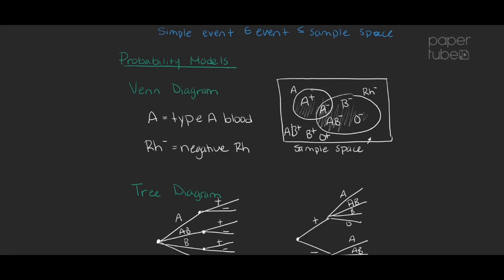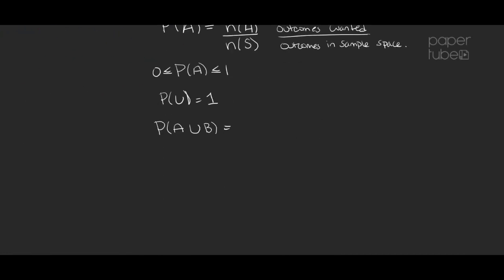So the formula for this is the probability of just A happening plus the probability of the second event happening minus the probability of both happening at the same time. And the reason we subtract that away is because it's already been accounted for when we added the 2 probabilities together initially. So it's just removing duplicates.